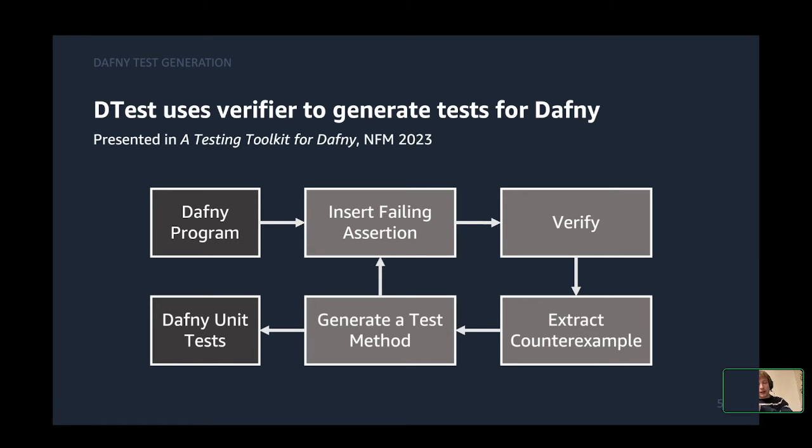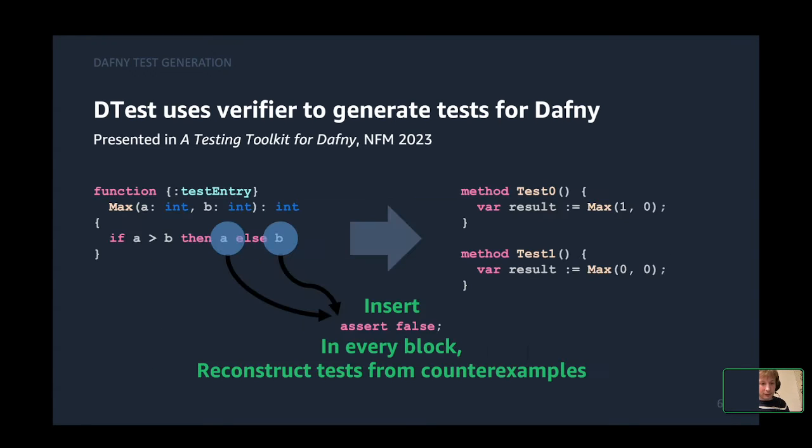It does this by inserting failing assertions, or assert false, at some location in the program, and then asking Dafny to verify the correctness of the program. Of course, if that assertion is at all reachable, Dafny is going to complain that the assertion might be violated, and it will give a counterexample. From that counterexample, you can extract inputs for a test method, and then repeat that process for a different location in the program, and thereby create tests.